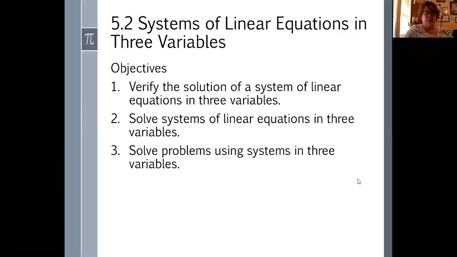In section 5.2, we're going to look at systems of linear equations in three variables. We're going to first verify the solution of a system of linear equations in three variables. Then we're going to solve a system of linear equations in three variables. Then we're going to solve an applied problem using systems in three variables.